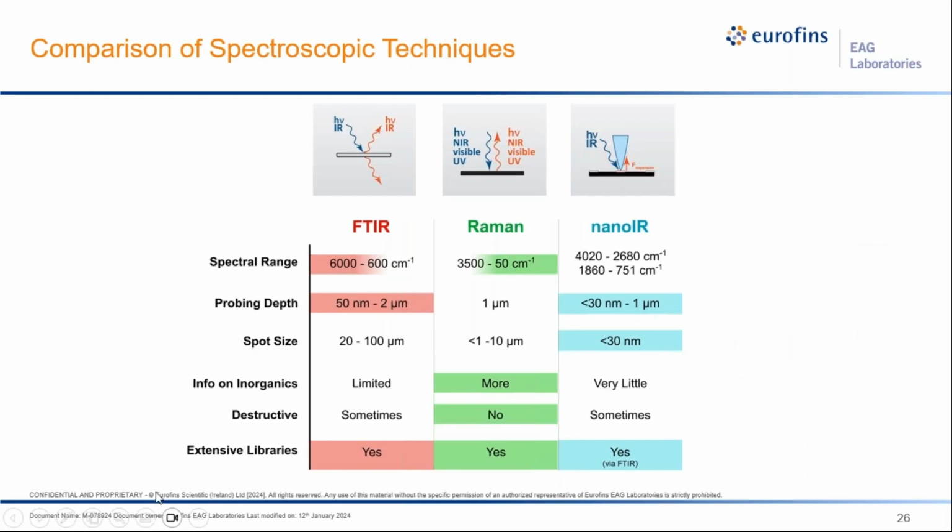Here's just an overall summary of the comparison between IR, Raman, and nano-IR. So, IR has the greatest spectral range.